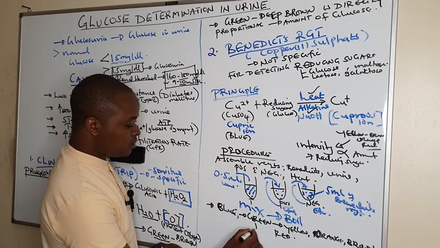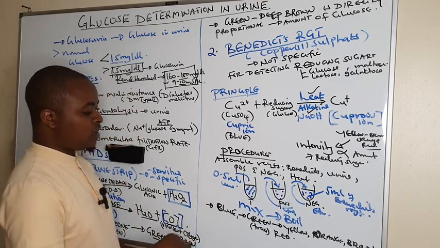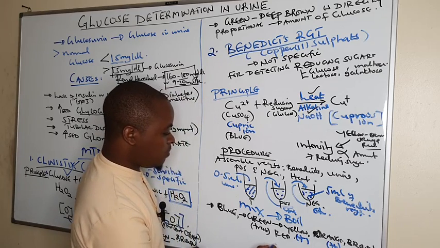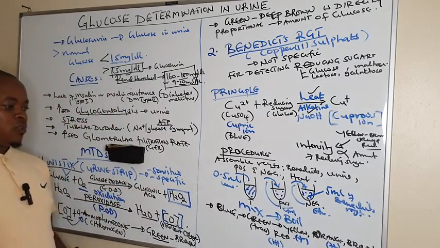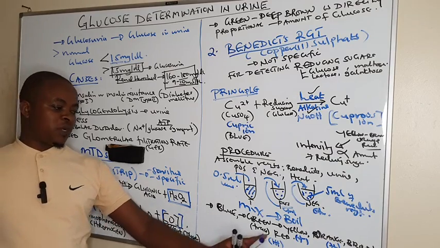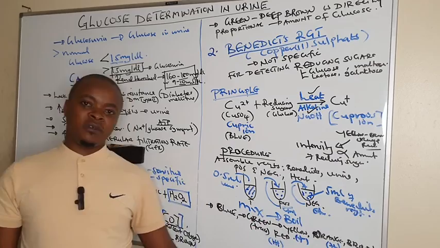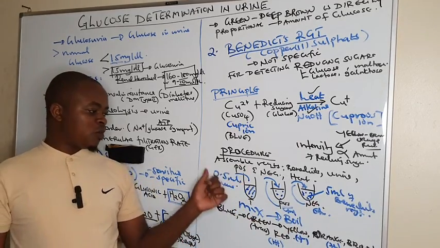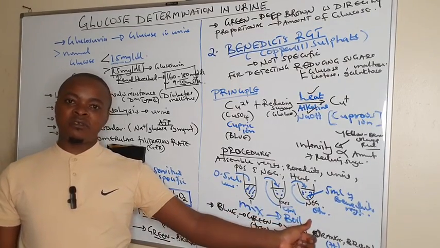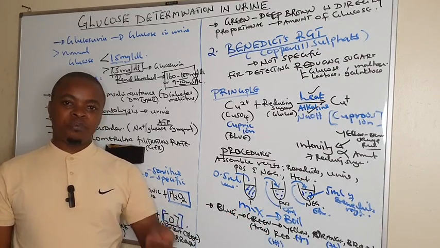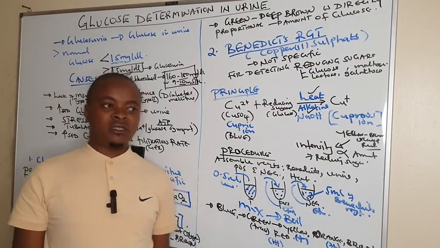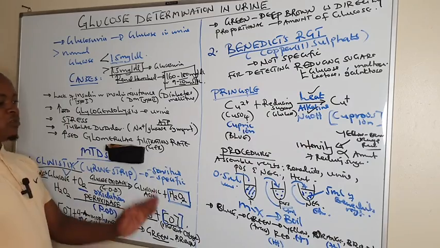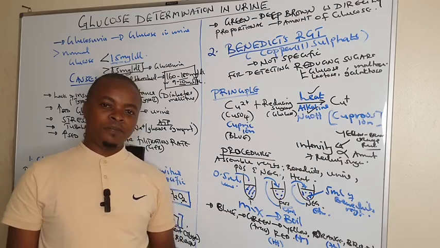So if it is trace, it will be green. That is trace. If it is +1, it will be yellow, +2 orange, +3 brown, and +4 red. So it depends. You record reducing sugars trace, +1, +2, +3, or +4, depending on the intensity. Remember, you put 5 mils of Benedict's reagent, you put 0.5 of the test, the positive and the negative control, you mix, then you boil in a water bath, and you keep looking for the color change as you're boiling. It must be in alkaline media, and heat should be provided. So this is the procedure for Benedict's to determine presence of reducing sugars like glucose in urine.